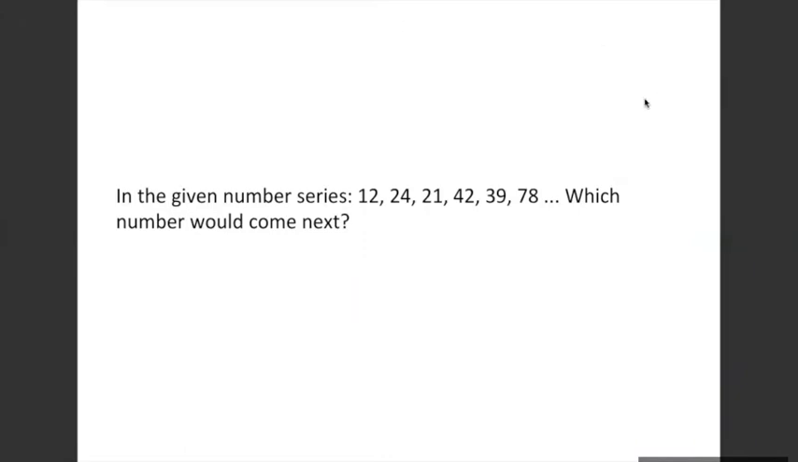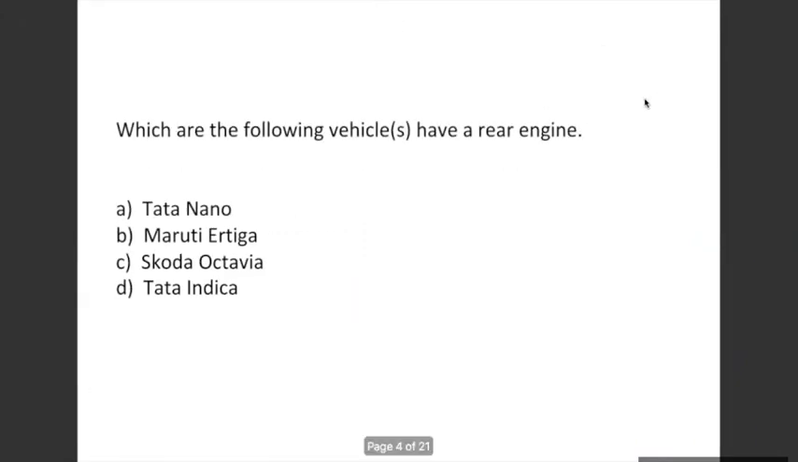We'll go to the next one then. Which of the following vehicles have a rear engine? Generally, a car has an engine in the front. Which of these vehicles have a rear engine? Anybody? Tata Nano. Yes, very straightforward. It's Tata Nano. This one.